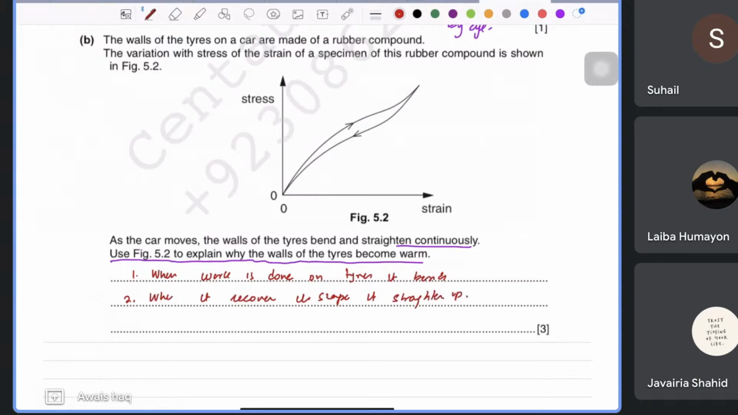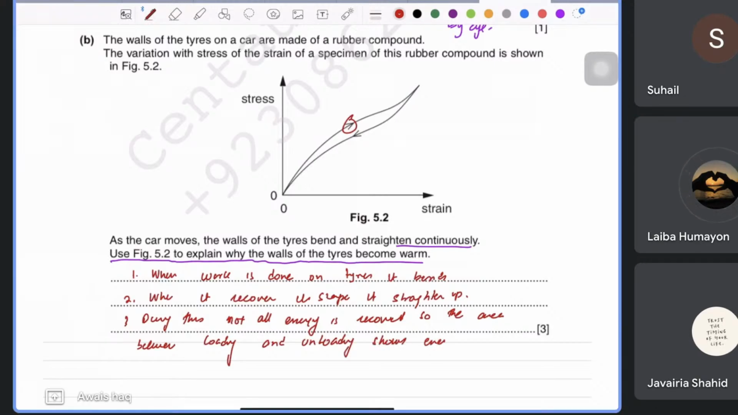During this, not all energy is recovered. So the area between loading, which is this one, and unloading shows energy, like heat, being dissipated. Is it clear, everyone?